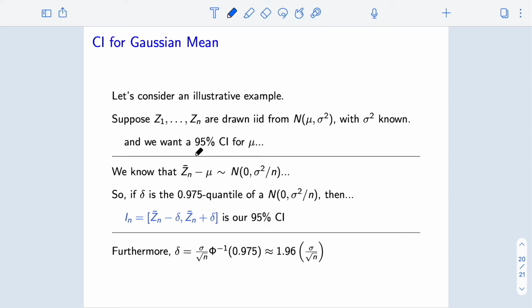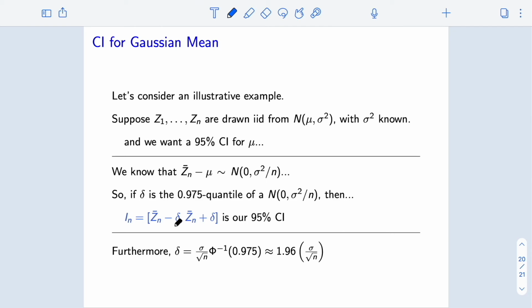Well, again, that same recipe we talked about before. We think about the sampling distribution of Z bar n, the sample mean, minus mu, and we note that that's a normal distribution with mean 0 and variance sigma squared over n. And again, here sigma squared is known, so this is a known quantity we can engage with. So all we need to do is look at the 97.5th quantile of that sampling distribution. And once we identify that, then we can form our interval by taking the sample mean and adding and subtracting that half-width, that value delta.